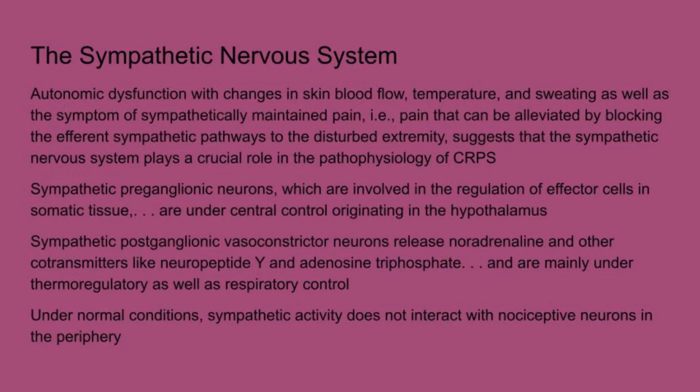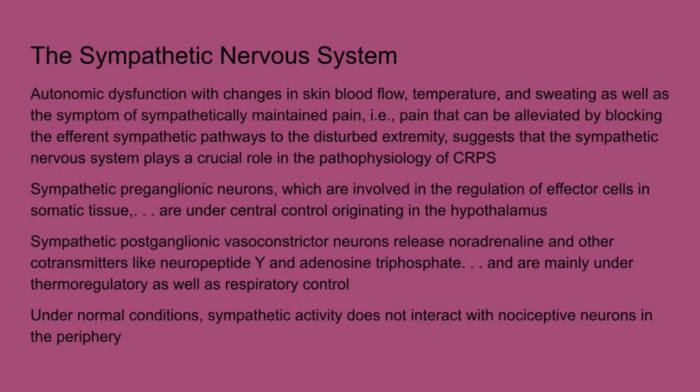In CRPS, autonomic dysfunction with skin changes in blood flow, temperature, and sweating, as well as symptoms of sympathetically maintained pain, which is pain that can be alleviated by a nerve block of the outgoing sympathetic pathways to the disturbed extremity, suggests that the sympathetic nervous system plays a crucial role in the pathophysiology of CRPS.